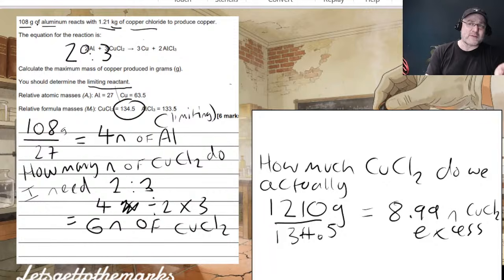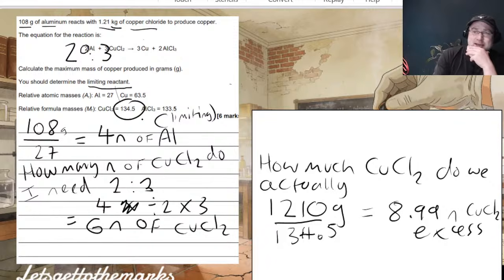So when you're given the 2 masses, work out the moles of either one, use the ratio to find out what you should have, and then go back and work out the other reactant and see, did you have enough to make the should have bit. This is the should have, what we would need in theory, and this is how much we actually have. And so that is in excess.